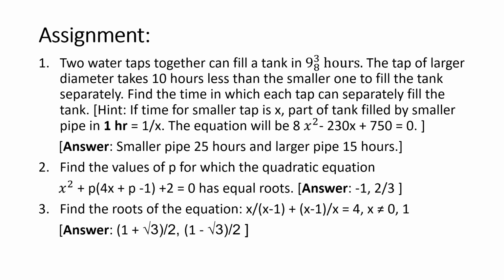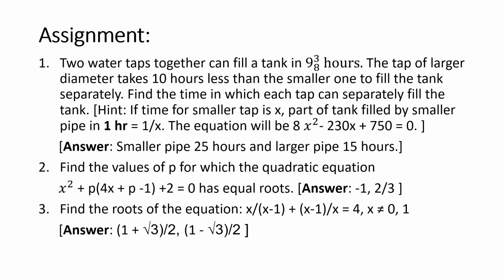Now the hint is, if the time for the smaller tap is x, then the part of the tank filled by the smaller pipe in 1 hour will be 1 upon x. Similarly for the larger tap. Also two taps together can fill in 9 3/8 hours, so in 1 hour it will be 1 upon 9 3/8. The answer is the smaller pipe will take 25 hours and the larger pipe will take 15 hours.